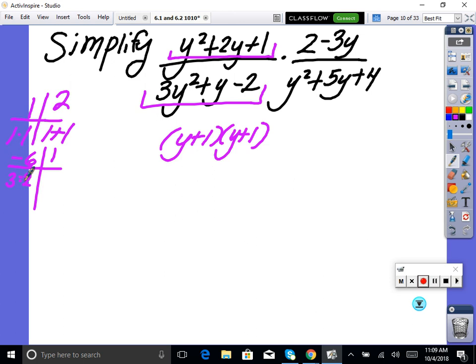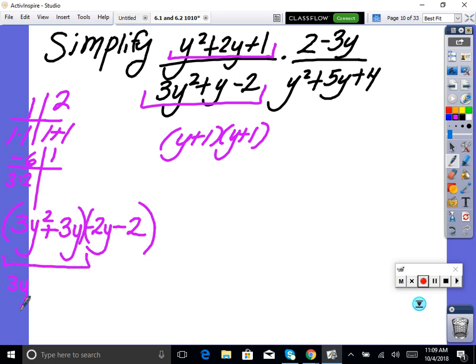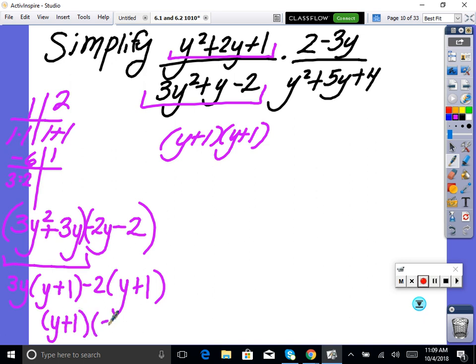Then careful, because we cannot quick factor. We'd have to drop and break. 3y squared, negative 2. We break down our middle term, plus 3y minus 2y, and then factor by grouping. So pull out a 3y, left is y plus 1. Pull out a negative 2, left is y plus 1. And I pull out y plus 1, and then left was 3y minus 2.